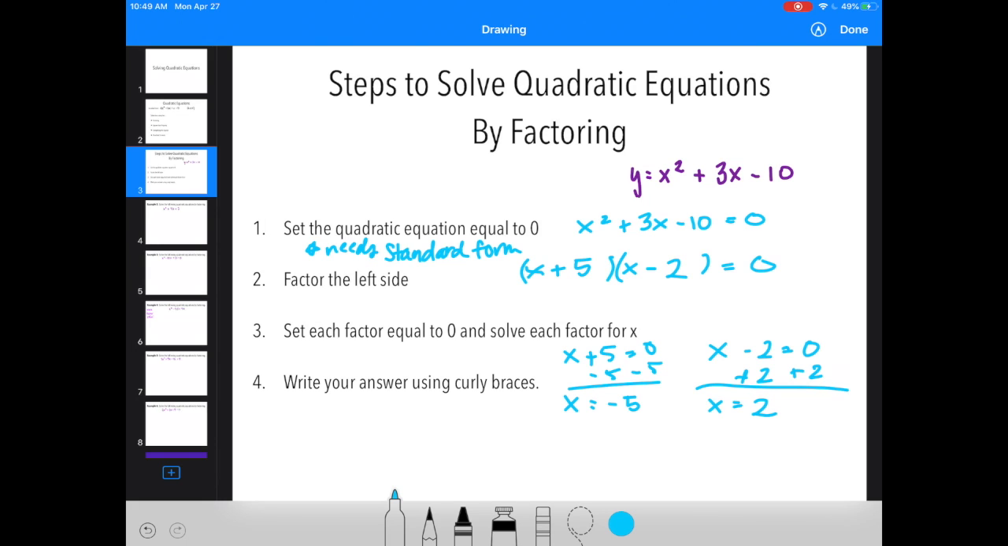But there's a special notation for you to write your factors for solving quadratic equations. Now that we've solved for x, you use what we call curly brackets. And my answer is -5, comma 2. And that's my final answer. All right, so that's how you solve quadratic equations.